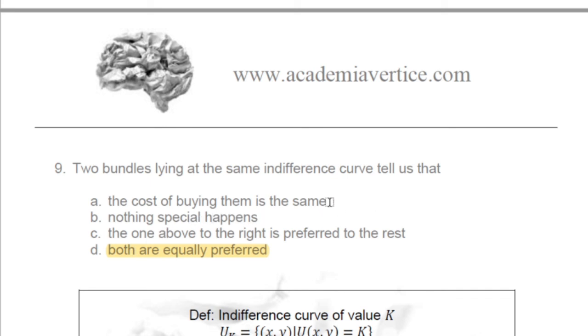The cost of buying them is the same only in the case of two bundles on the same budget constraint. And C, be careful with this C, because this sentence is true if both commodities are goods, but this is not related with the assumption of exercise 9. So be very careful.